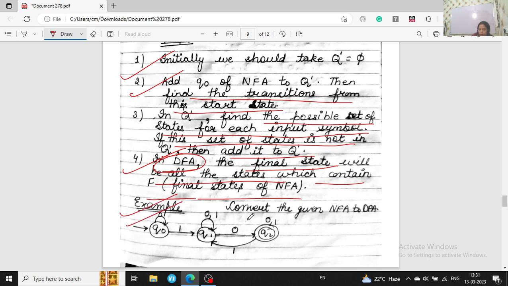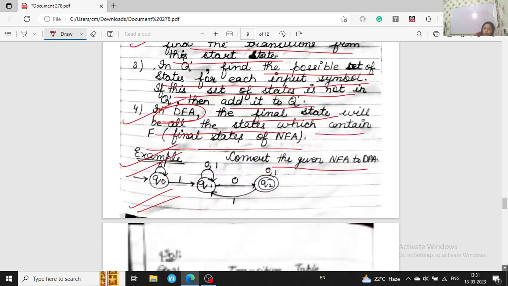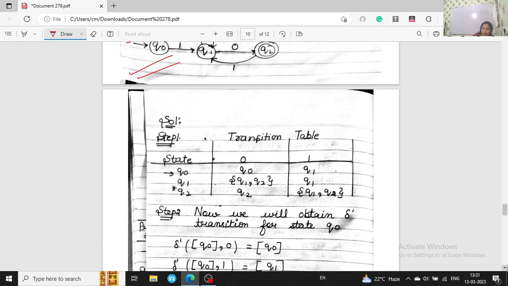For example, we have been given this diagram and we have to convert the NFA to a DFA. Here Q0 accepts 0 itself, and from it Q1 accepts 1, and itself accepts 0 or 1, and Q2 accepts 0 from Q1 and itself 0 or 1. On the other side, Q1 accepts 1 from Q2. Now we will convert the NFA to a DFA.